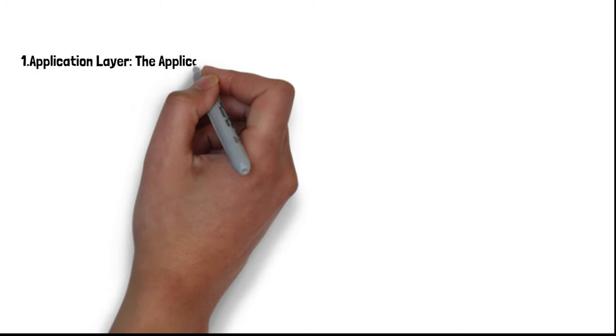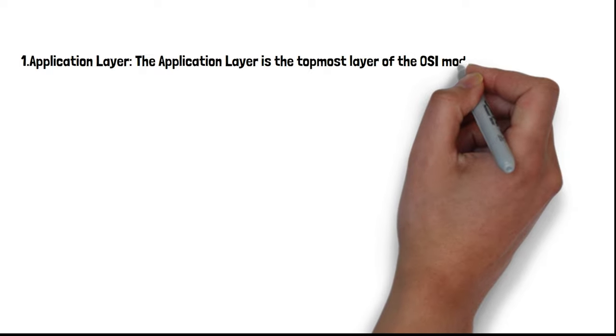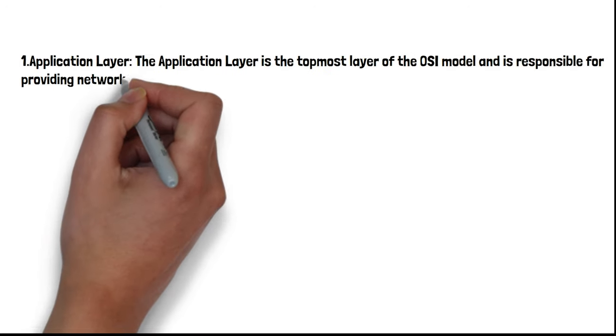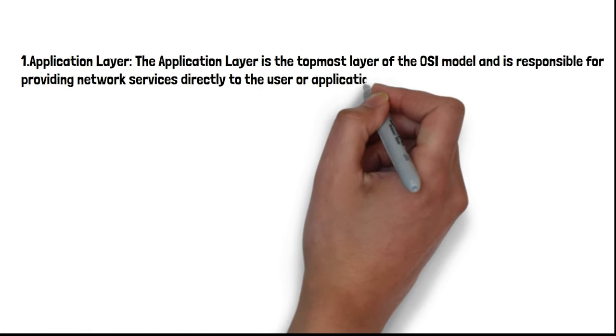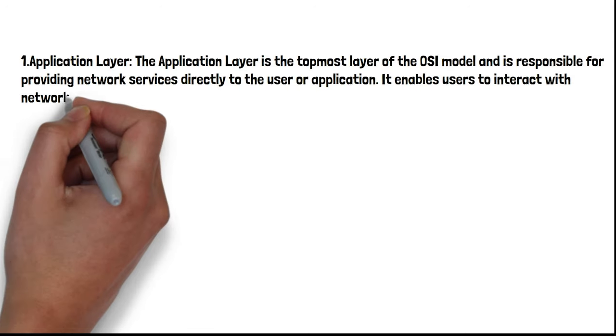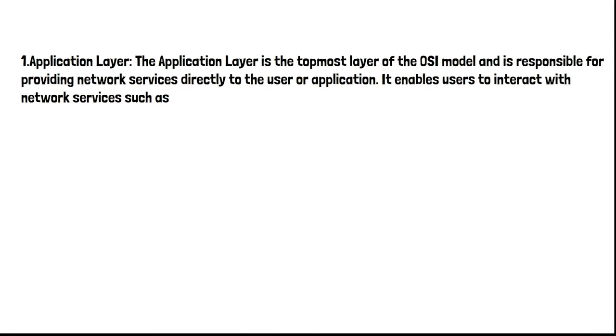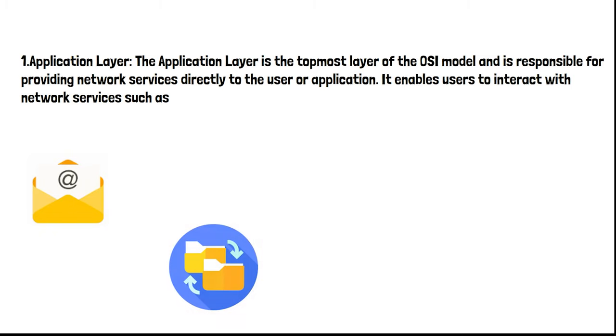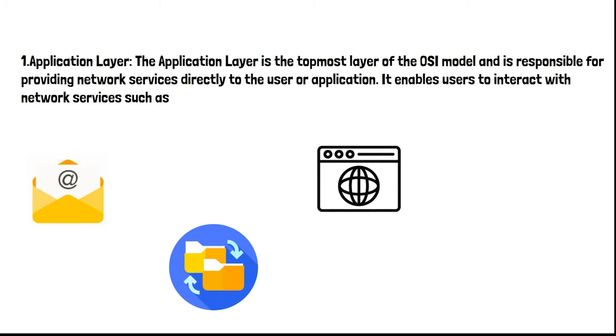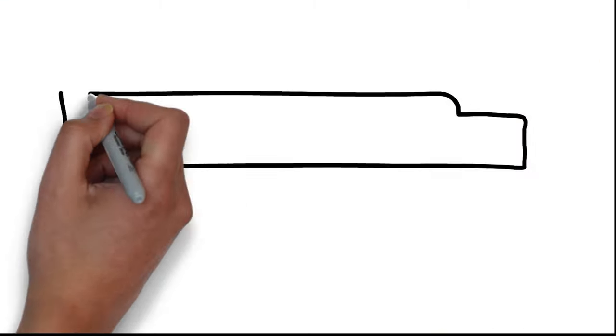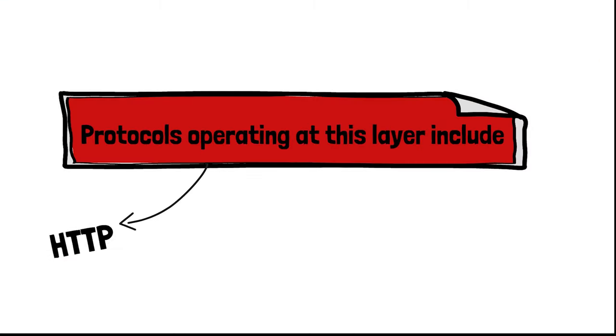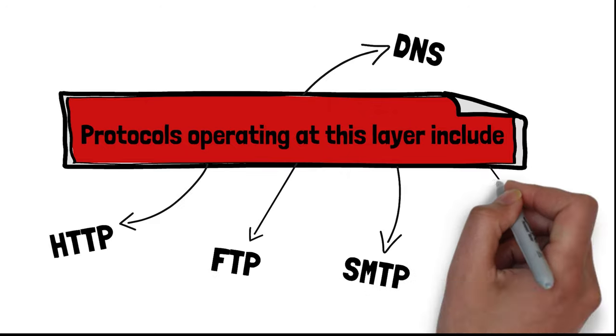Application layer. The application layer is the topmost layer of the OSI model and is responsible for providing network services directly to the user or application. It enables users to interact with network services such as email, file transfer, web browsing, and remote access. Protocols operating at this layer include HTTP, FTP, SMTP, DNS, and Telnet.